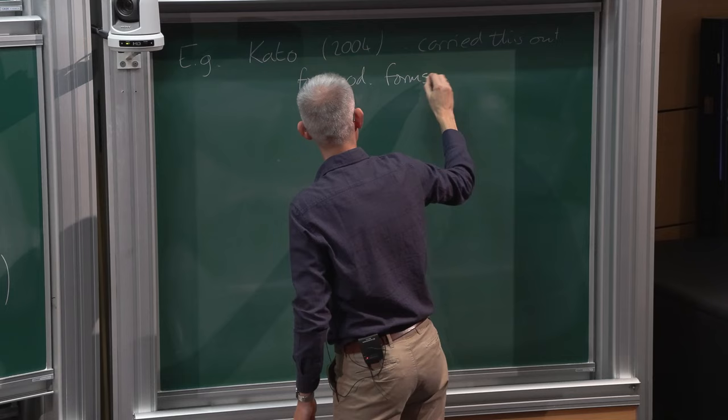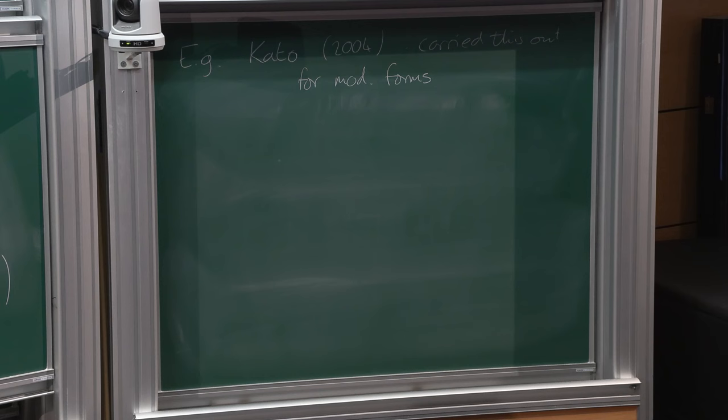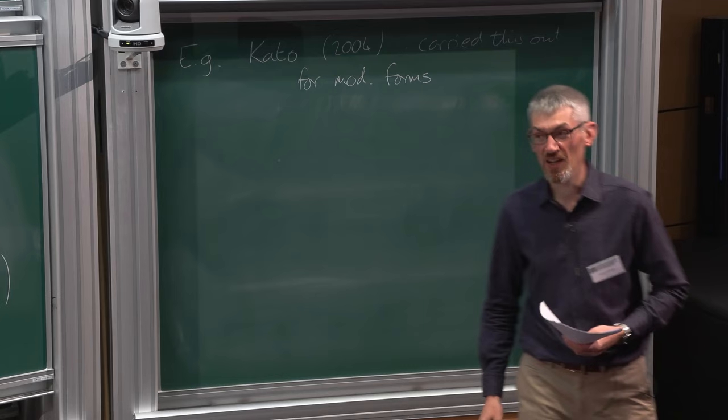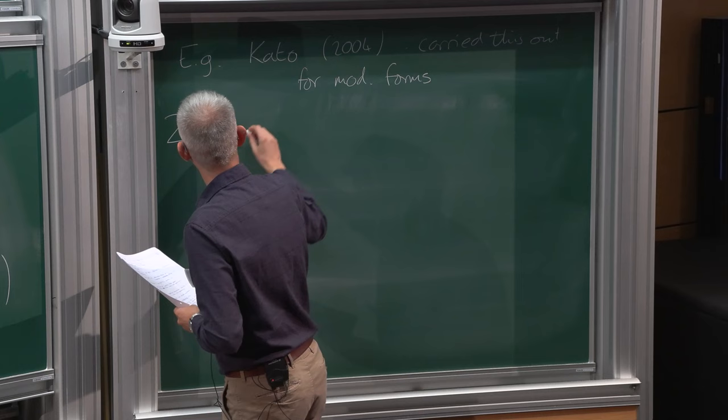So he carried this out for modular forms. Taking V to be the two-dimensional representation arising from a modular form, he produced an Euler system with this property and used it to deduce one half of the main conjecture. So we want to look at the symmetric square case.